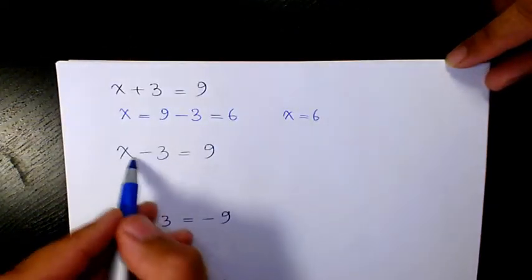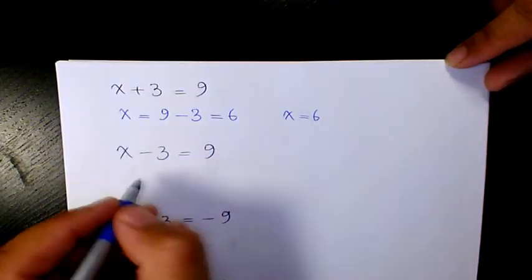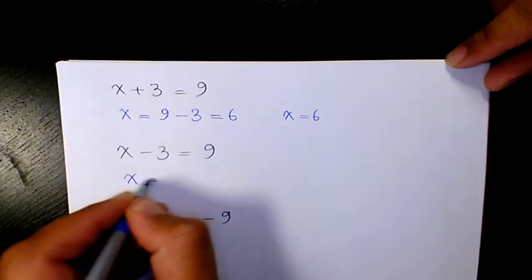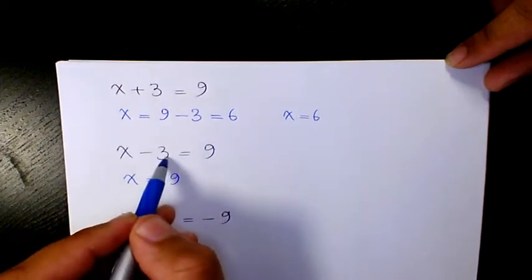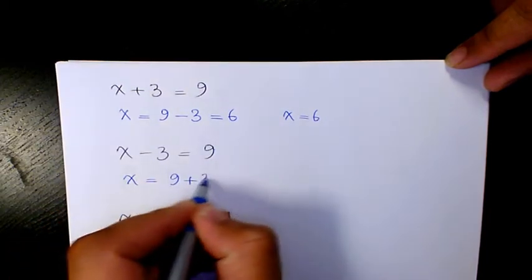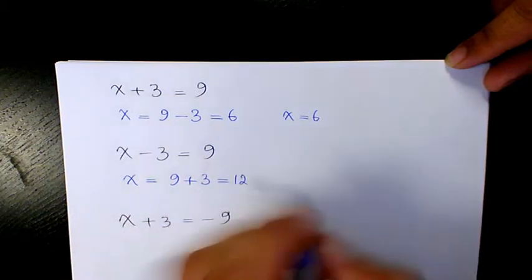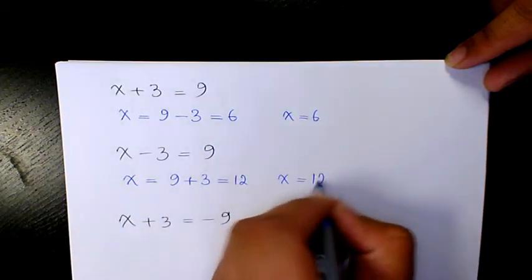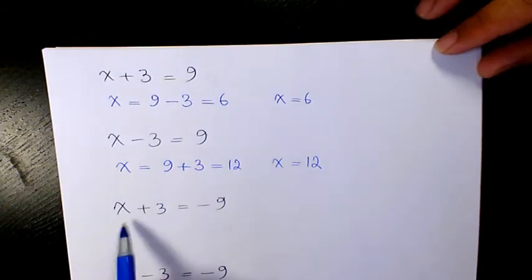Next one, x minus 3 equals 9. So it's going to be x equals 9. When you move negative 3 to the other side, it's going to be positive, so it's going to be 12. So x will be equal to 12.